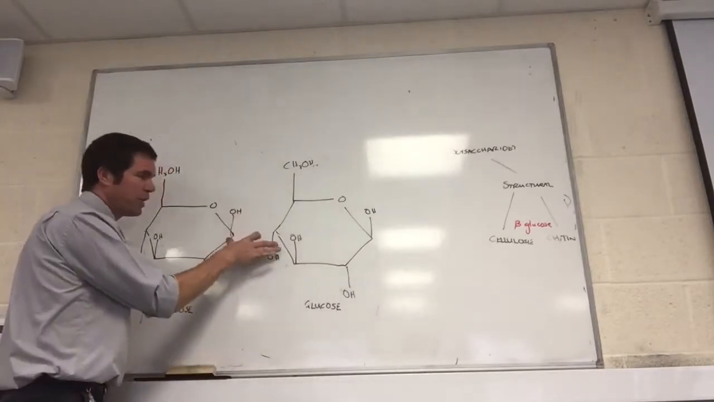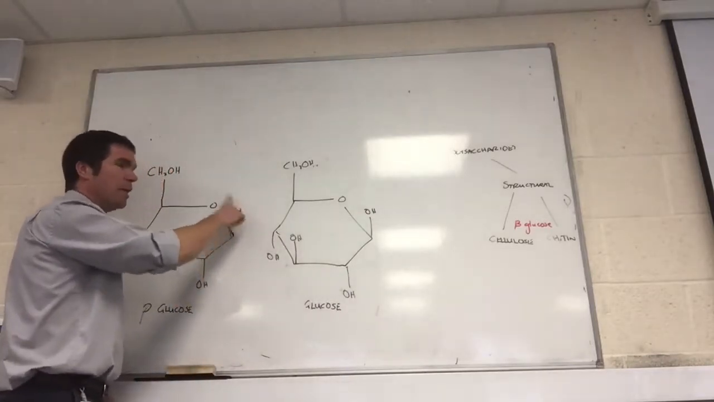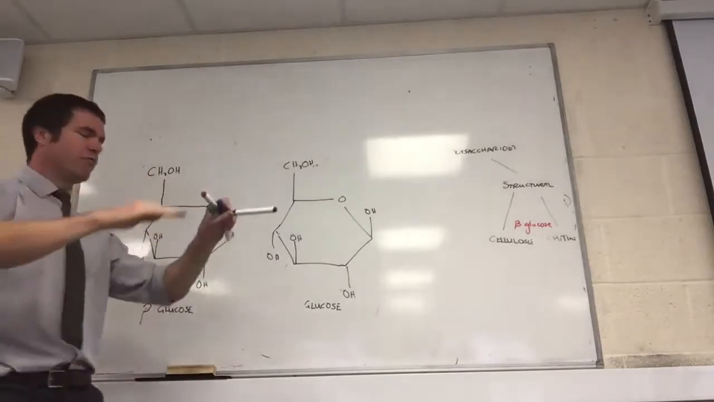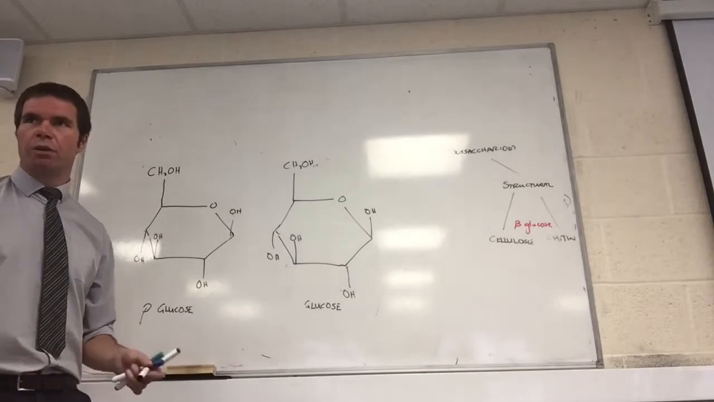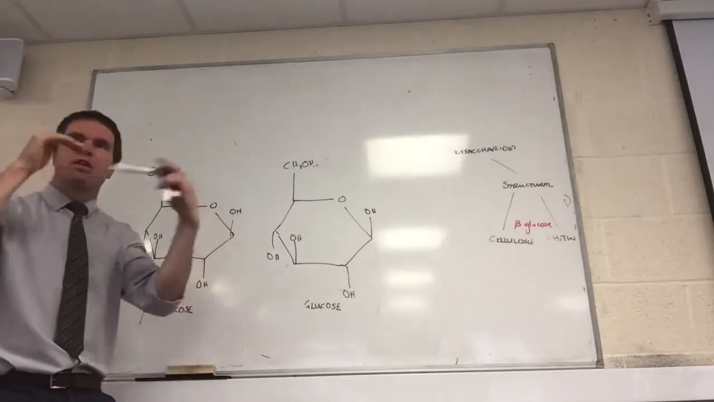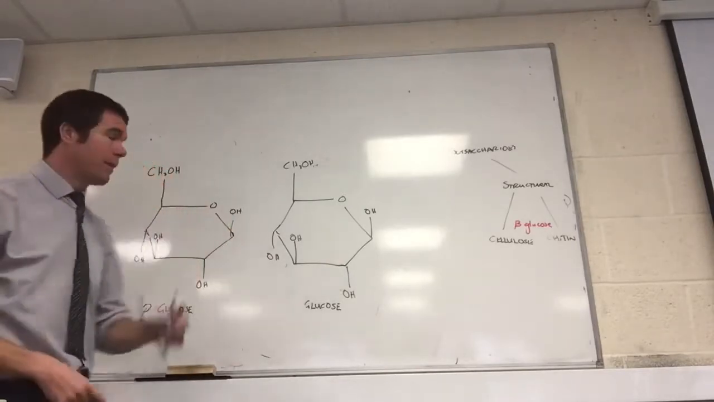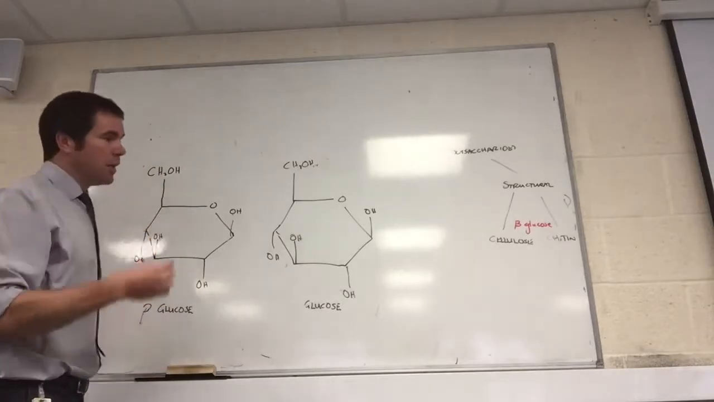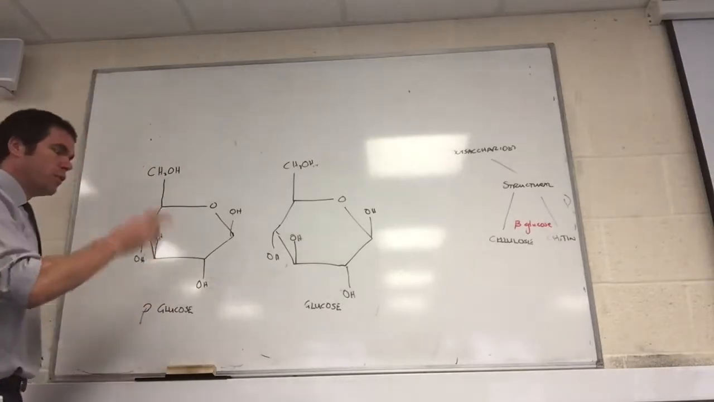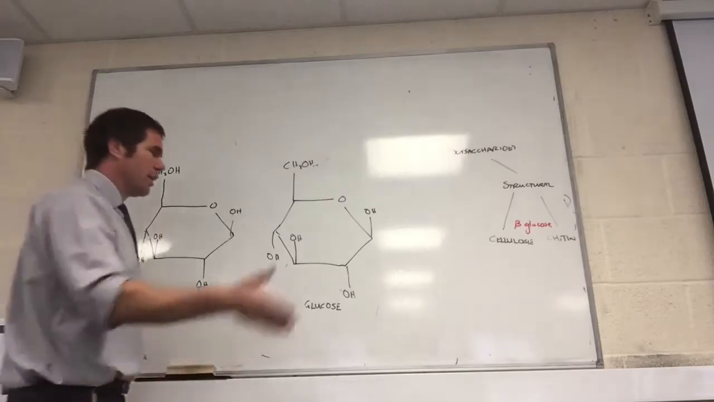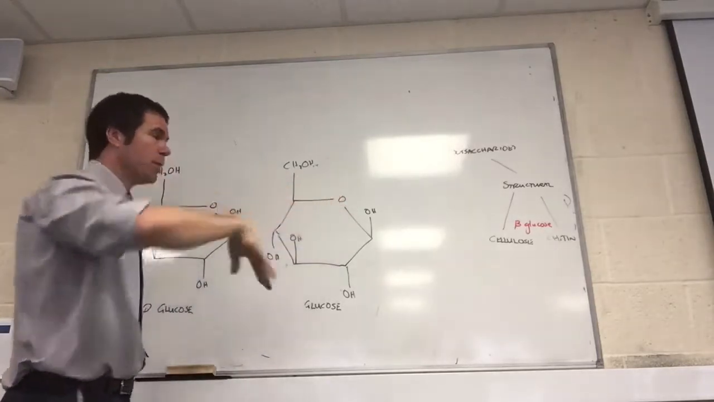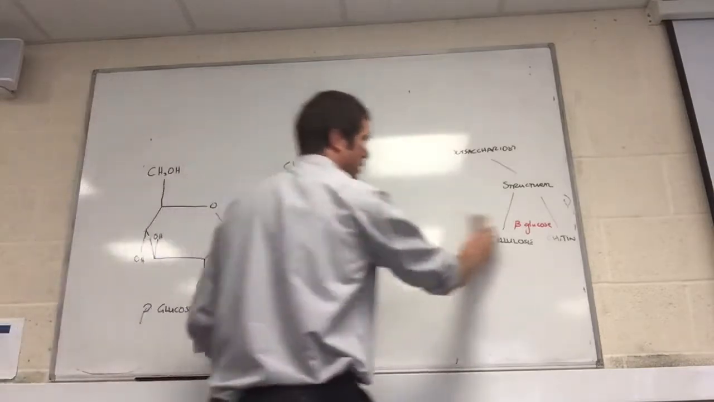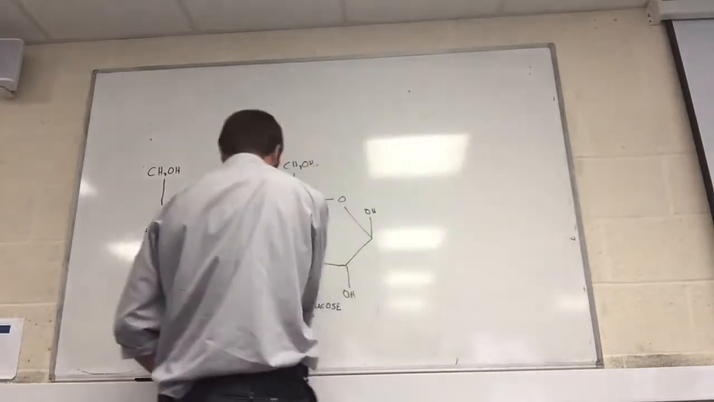But spatially, the OH group here is above the plane of the ring, and the OH group here is below the plane of the ring. That causes a problem, because really we want them to be in the same place to allow them to bond together. It doesn't work like that. What has to happen in order to join 2 beta glucose molecules is for one of them to flip, to be inverted 180 degrees.